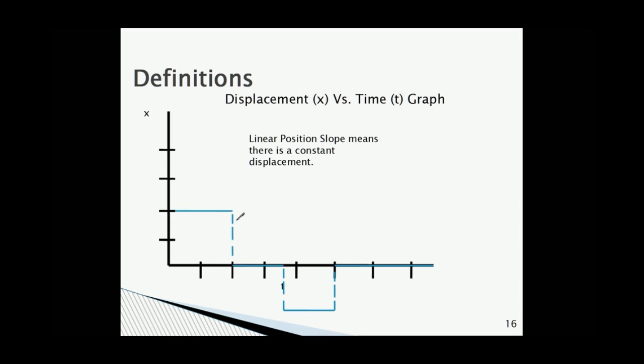Now, at the next point in time, we had a plateau on our position graph, which showed no change, positive or negative, in our position. So we had no displacement from this time point to this time point. And then we had a negative slope in our position graph. So we had a negative displacement from this time point to this time point. And once again, we had no change in position from this time onward, so we had no displacement.